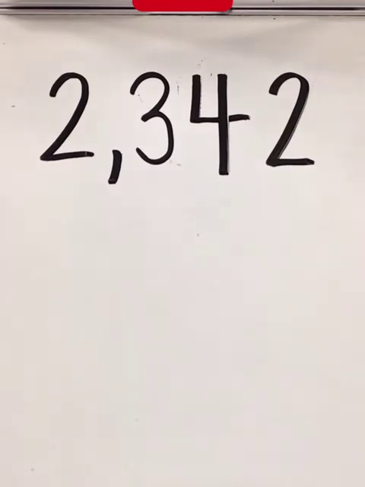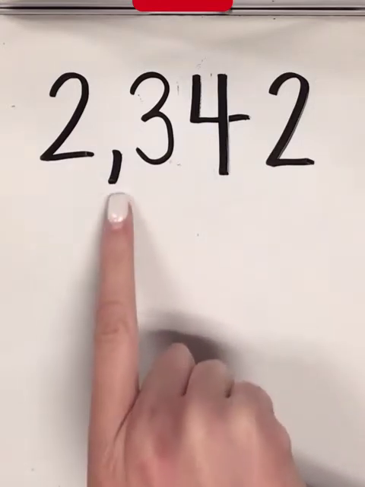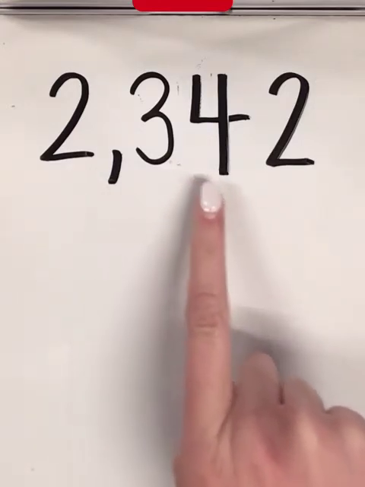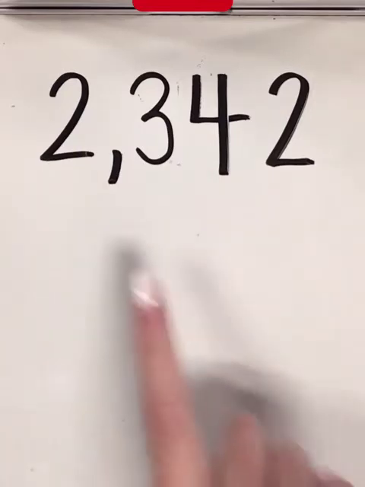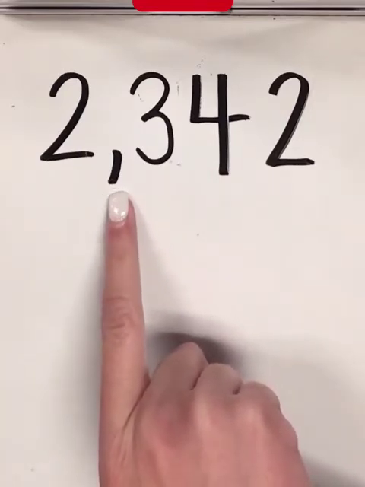Our numbers are starting to get a lot larger, so our place value disks are what we're going to start using a lot more instead of our blocks. So let's go ahead and get started. Let's look at our number. We have 2,342. So remember, when we get to our comma, that is when we say the word thousands.